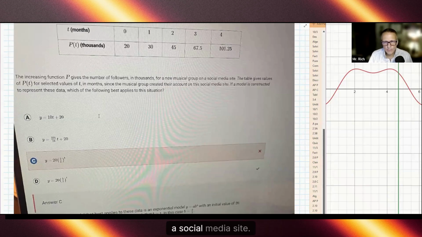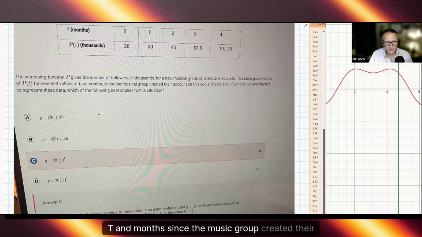The increasing function P gives the number of followers in thousands for a new musical group on a social media site. The table gives values of P and T, with selected values of T in months since the music group created their account on this social media site. If a model is constructed, which of the following best applies to this situation?